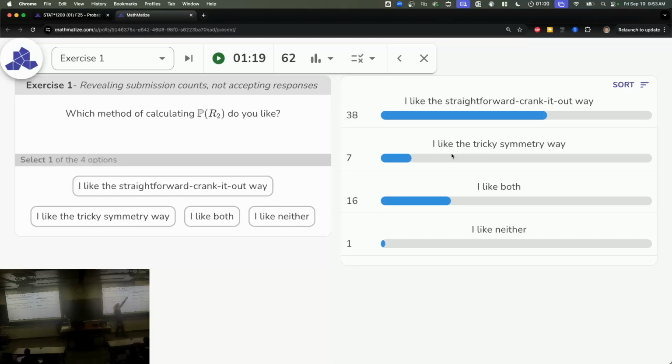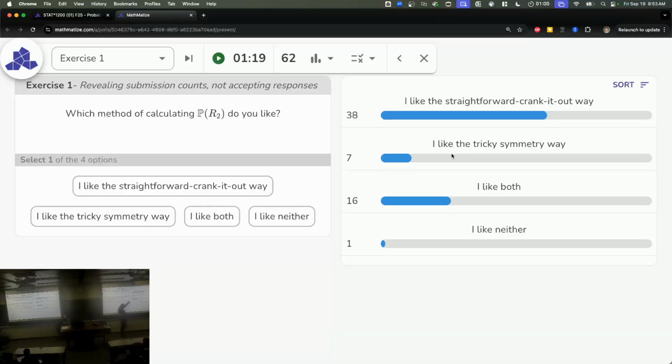The straightforward way is nice because you know what to do. That's the high school way of thinking. The symmetry way, you have to embrace your fear and say, it's okay, I don't know it now, but I will know it later. So as you go further into math, I'm hoping people will like both at least.